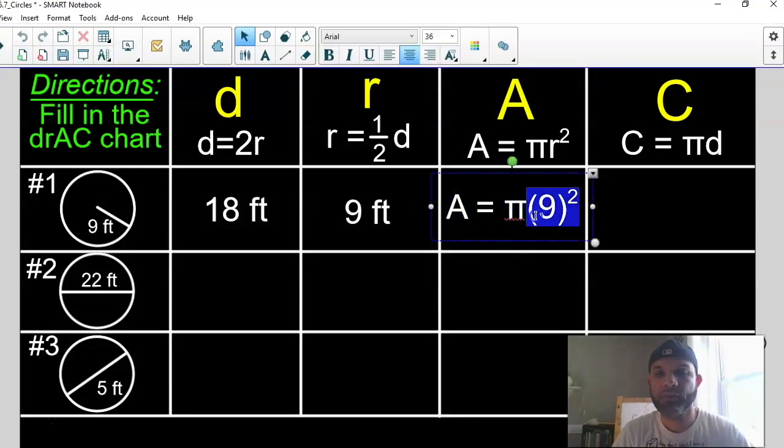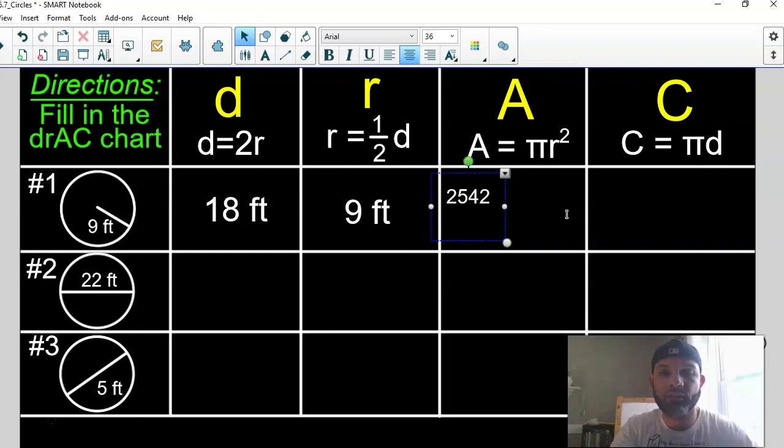254.47. And that would be feet squared, right?